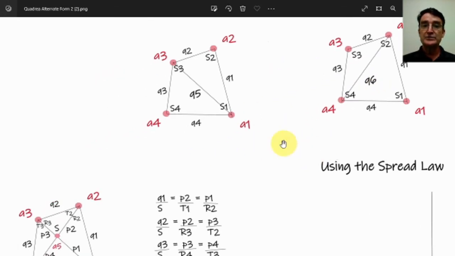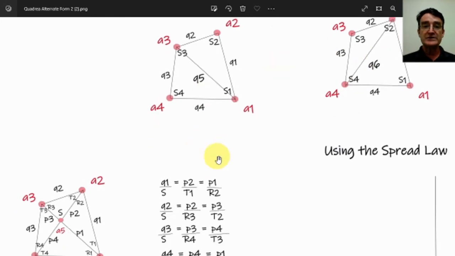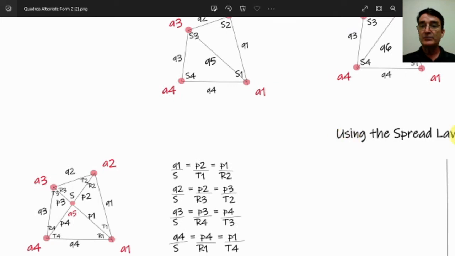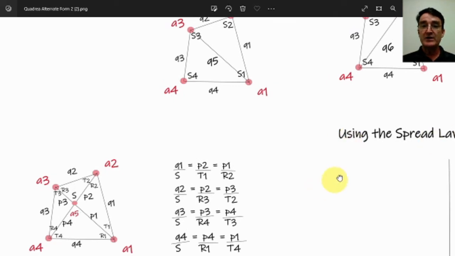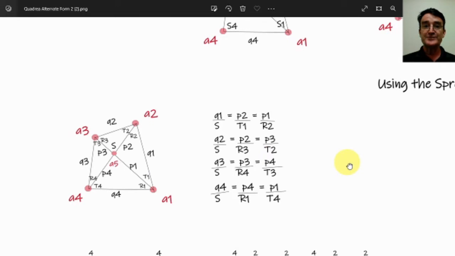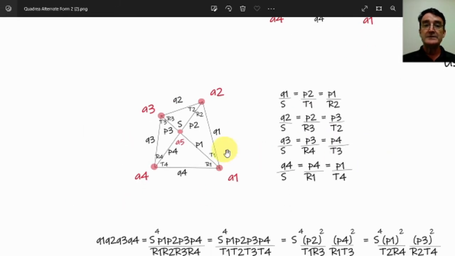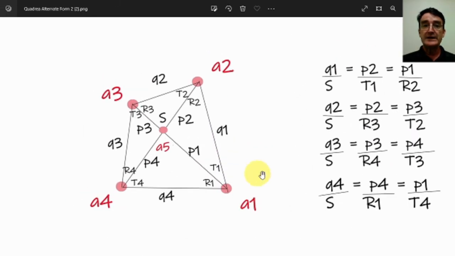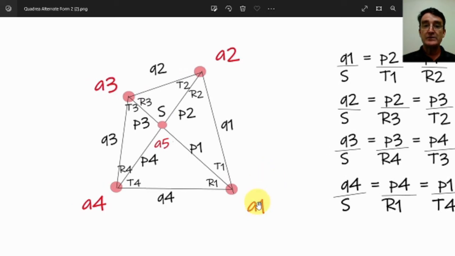Okay, so what we're going to do now is find an alternate form for the quadria of a projective quadrangle. And we're going to start off by using the spread law, which was one of the main laws in Universal Hyperbolic Geometry. So here again we have the quadrangle with projective points A1, A2, A3, and A4, and we've drawn the two chords here, and they intersect at a point A5.